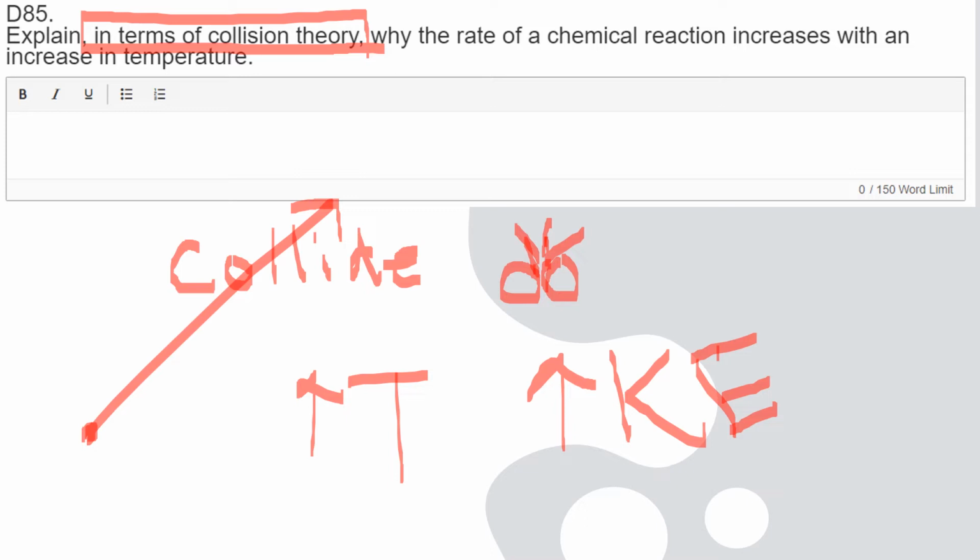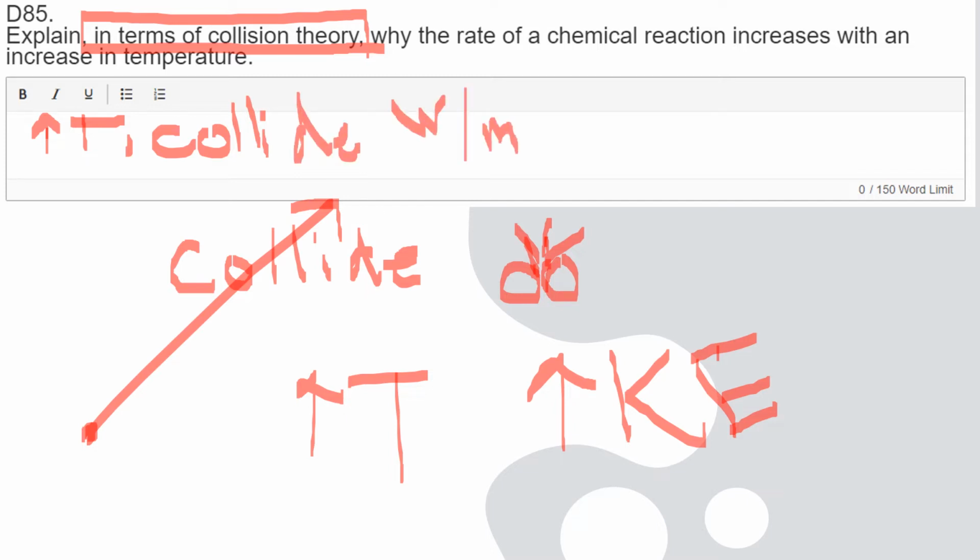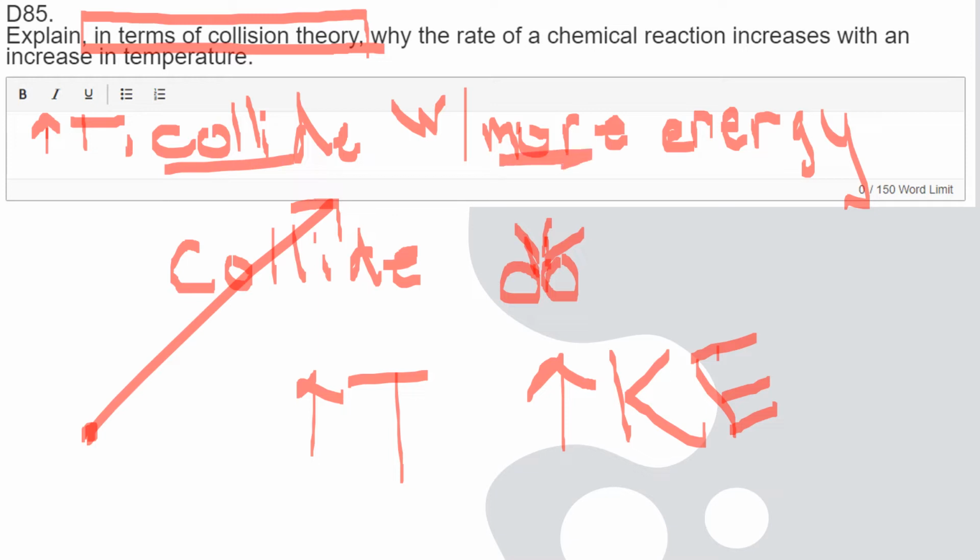So, in terms of collision theory, why does the rate of a chemical reaction increase with an increase in temperature? Because with an increase in temperature, the particles collide with more energy. Excuse my mouse handwriting. Which means the collision is more likely to be effective. So I increase the number of collisions, but even more importantly, I increase the number of collisions that have enough energy.